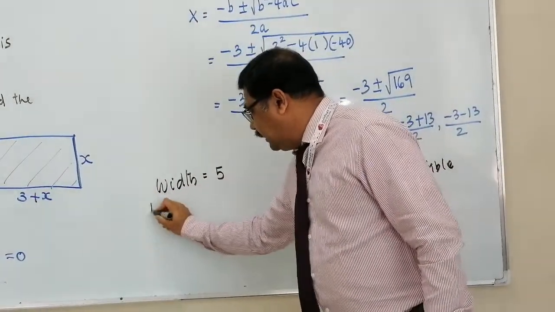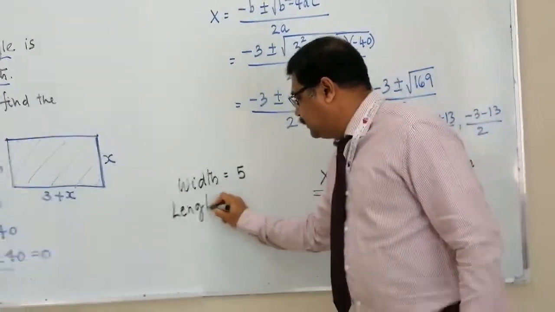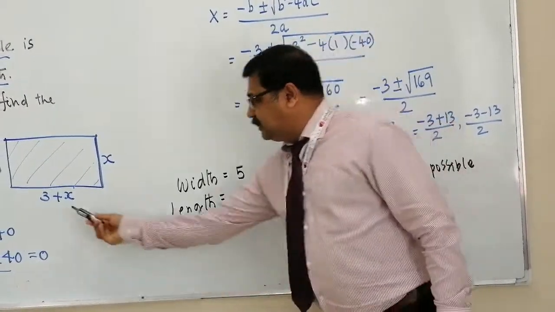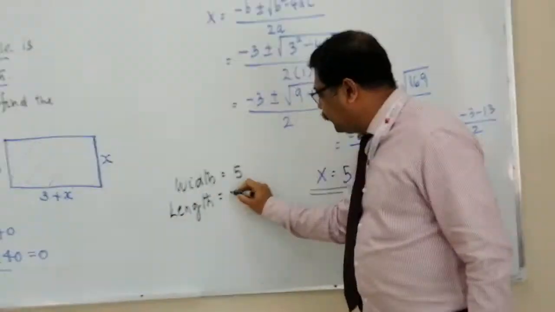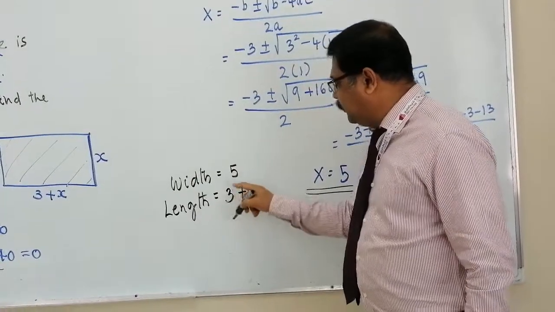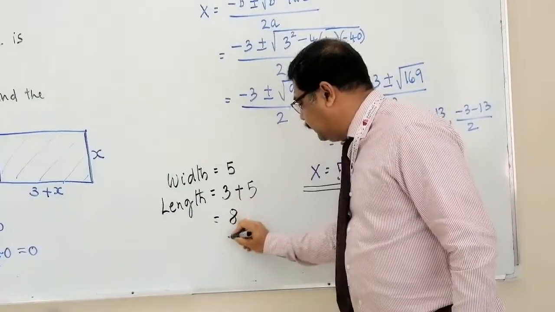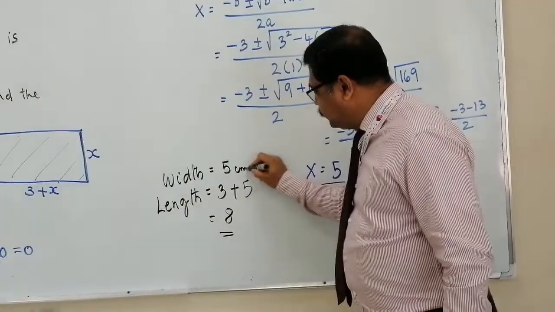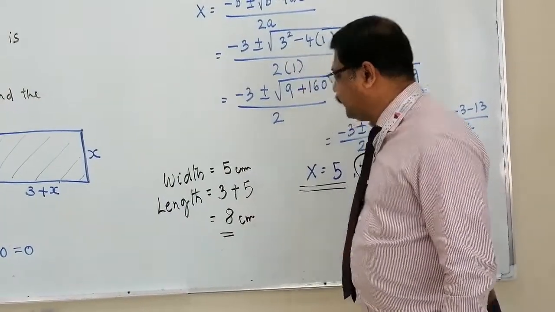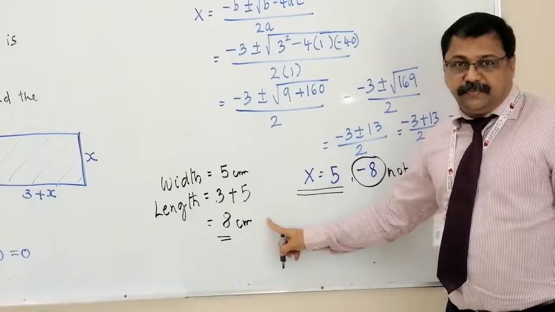So we can write the length now. We know the length is 3 plus x. So it is 3 plus, the x is 5 here. So the length will be 8. So width is 5 centimeter. The length is 8 centimeter.